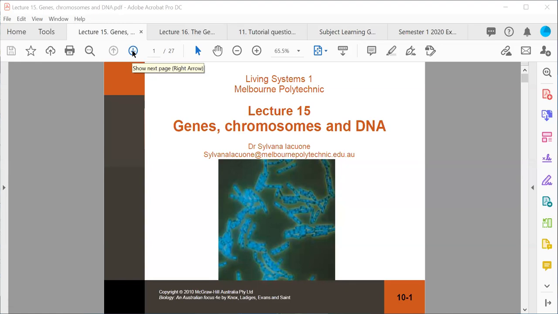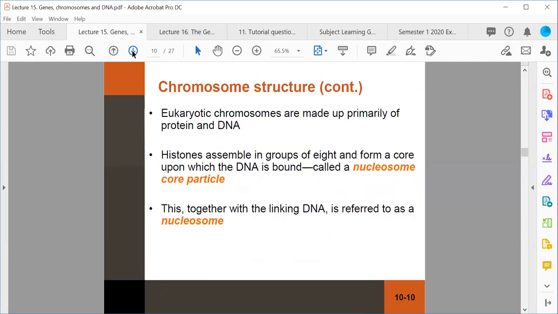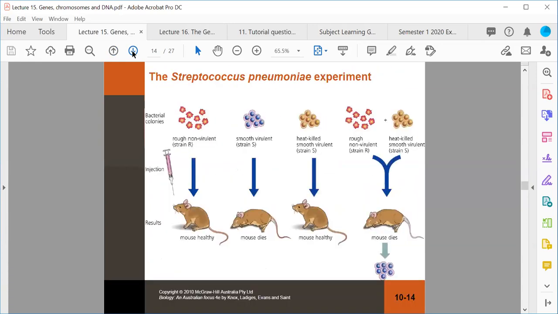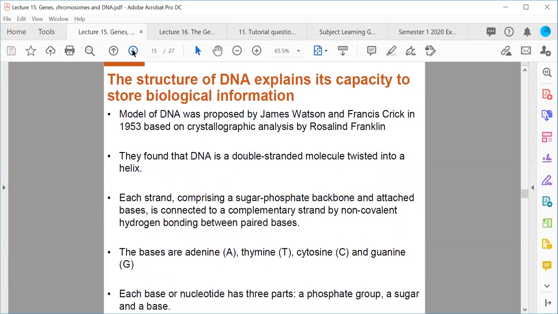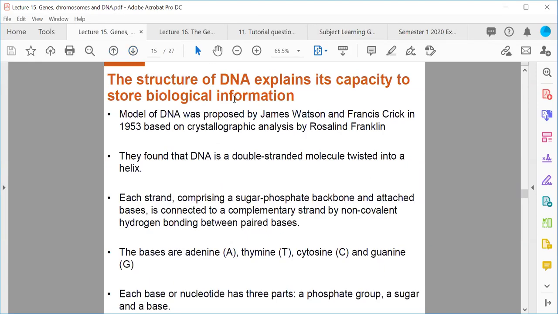Tonight we're going to complete this lecture that we started last week on genes, chromosomes and DNA, and then we'll have one more lecture to complete for tonight. So we are in week 10 of semester, week 11 of semester. Okay, so we finished here last week.